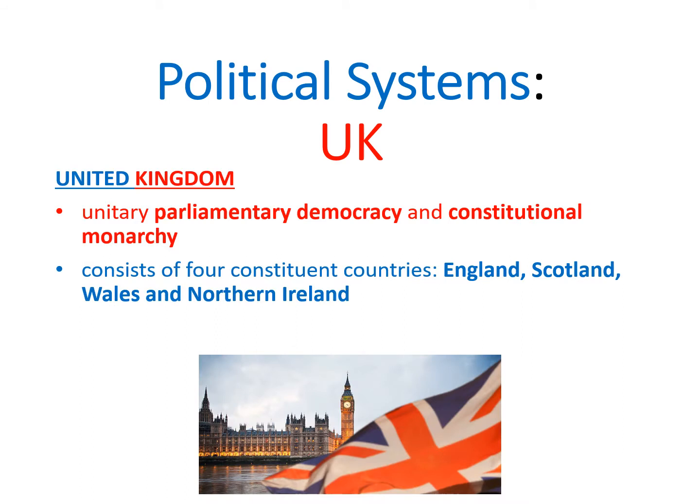The United Kingdom is a unitary parliamentary democracy and also a constitutional monarchy. This means that the head of state is the king or the queen, as it is at this moment. But the United Kingdom is governed by elected officials. The UK as a country consists of four constituent countries: England, Scotland, Wales, and Northern Ireland.